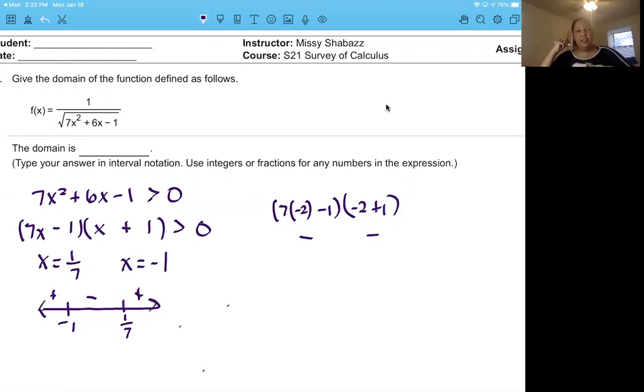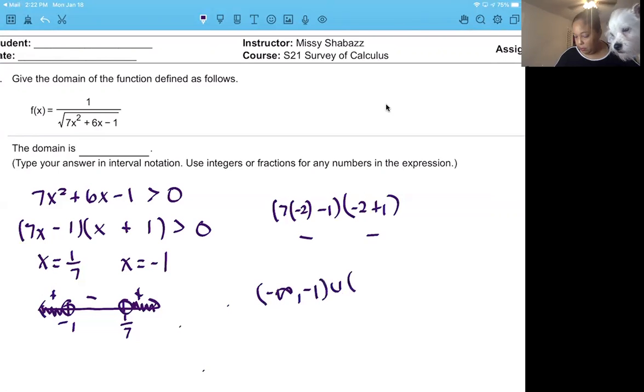All right, this is not or equal to 0. So I'm going to have open circles because I'm not going to include those points. And I want things that are positive because those are greater than 0. So my domain is going to be negative infinity to negative 1, union 1/7 to infinity. So that's my domain.